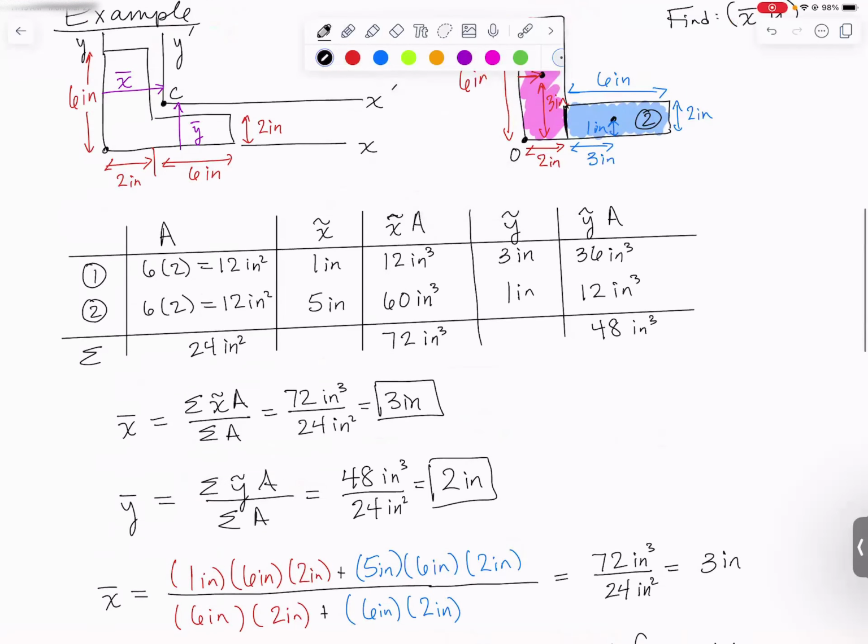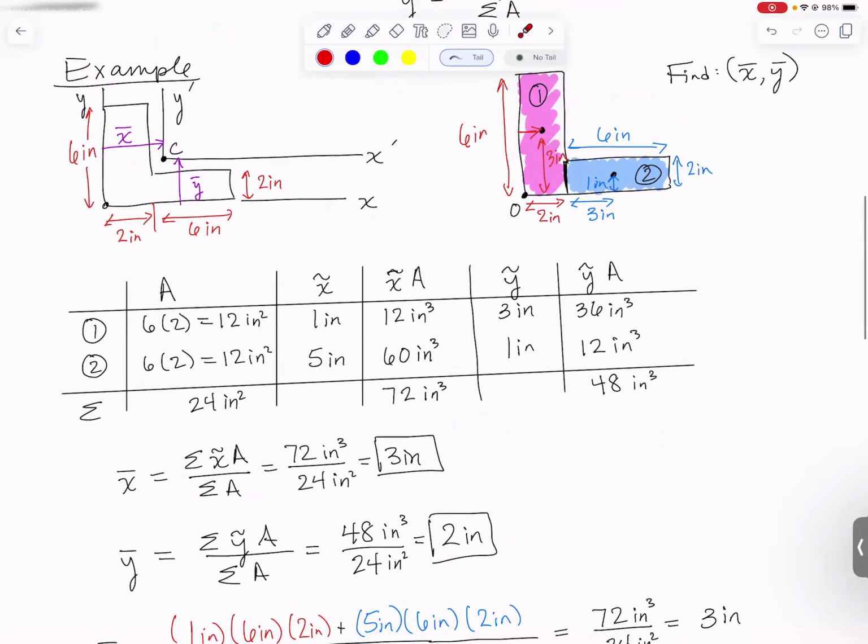The mistake that I would see students make in here would be with this number right here. A lot of students will just drop in 3 inches because the rectangle is 6 inches wide, and so they drop it in as 3 inches. And it's not, it is 3 inches from the edge of the rectangle, but we need to measure it all the way back to the origin.